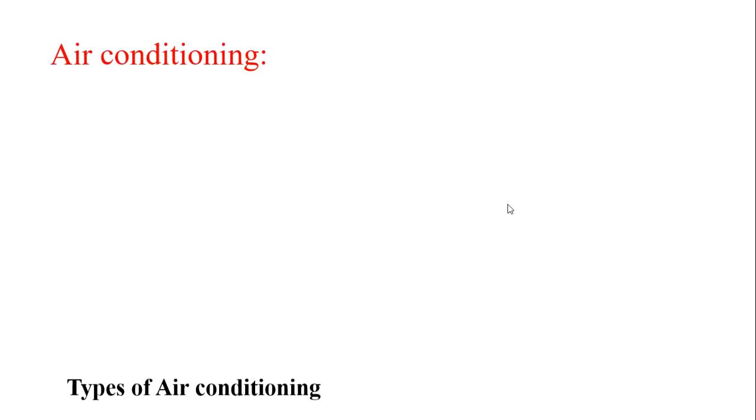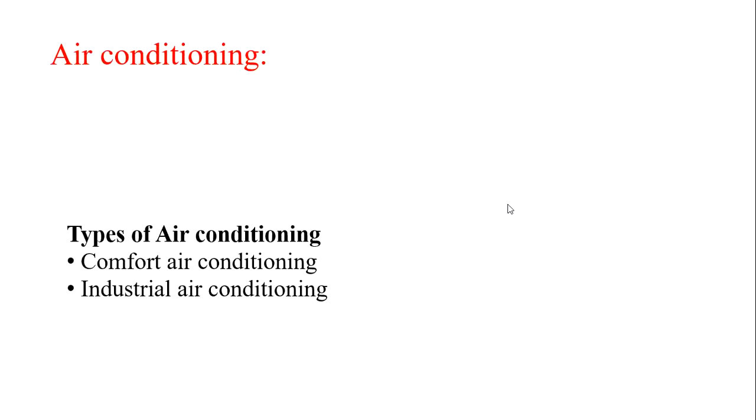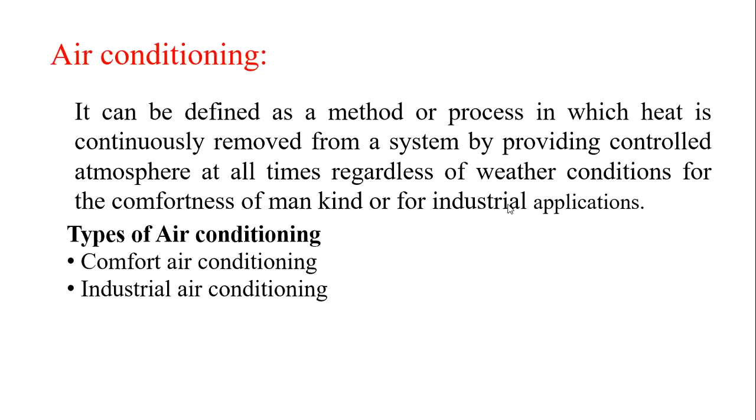Let us move on to see what air conditioning is. Till now we have discussed refrigeration and some of the important types of refrigeration systems. Now let us move on to see what is air conditioning. Air conditioning can be defined as a method or process in which heat is continuously removed from a system by providing a controlled atmosphere at all times regardless of weather conditions for the comfort of mankind or for industrial applications.